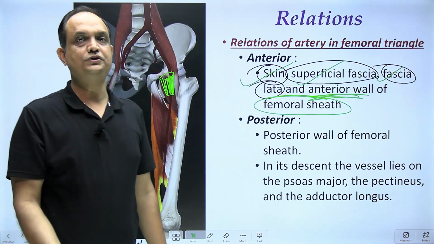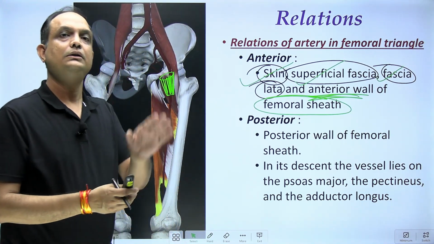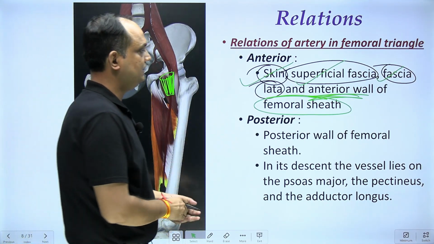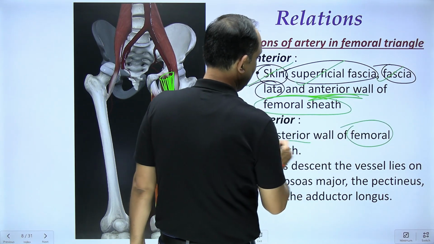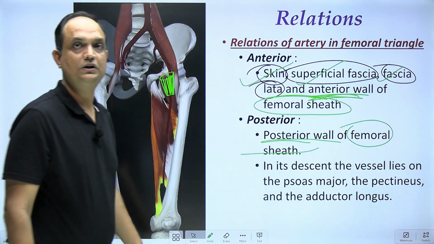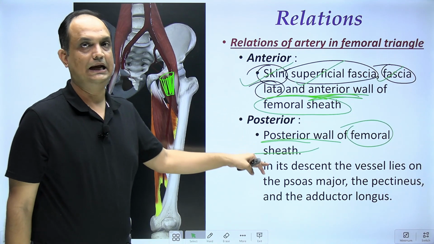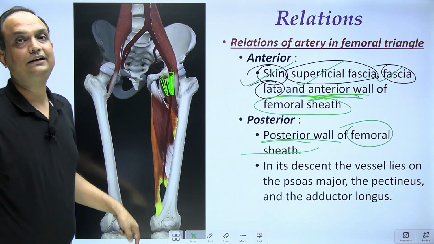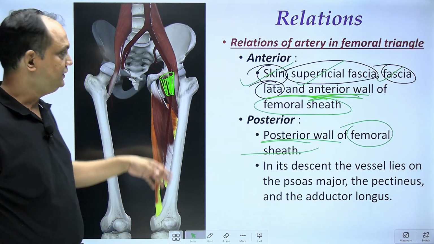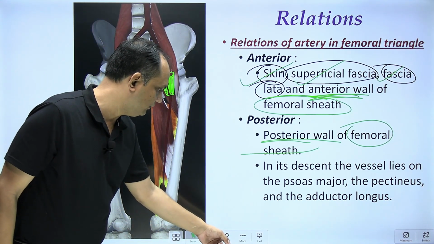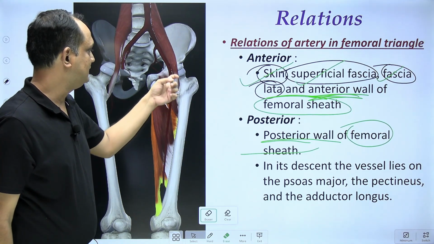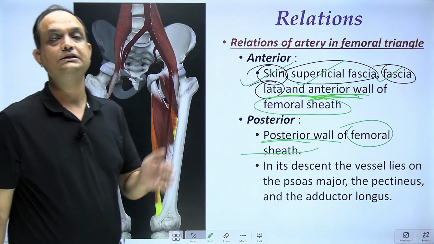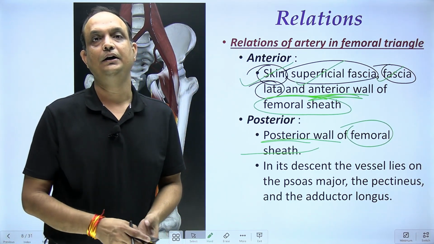Now when you go posterior to the artery, you have the posterior wall of the femoral sheath. Clear? So the posterior structure is the posterior wall or posterior layer of the femoral sheath. Now apart from that, when the artery is going downward, it comes in contact with muscles. So which muscles come in contact from above downward? This question has been asked so many times. Name the muscles which come in contact or lie behind the femoral artery in the thigh.